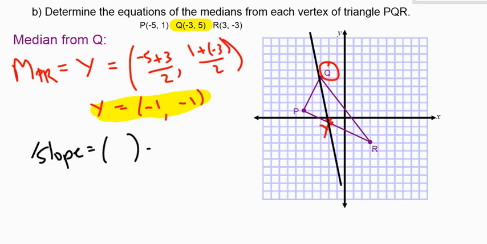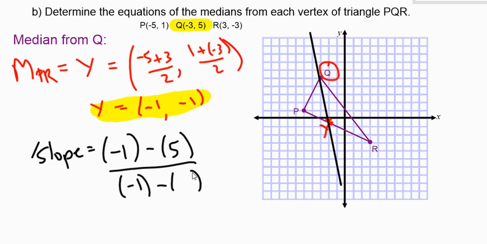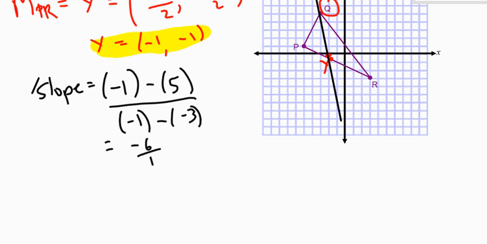So I need to calculate y2 minus y1 over x2 minus x1. So I'll do negative 1 minus 5 over negative 1 minus negative 3. So I get negative 6 over negative 1 plus 2. Wait, hold on, let me do my math correctly. Negative 1 plus 3 is actually 2. So I get a slope of negative 3. So right now, this is what I know about that median line.